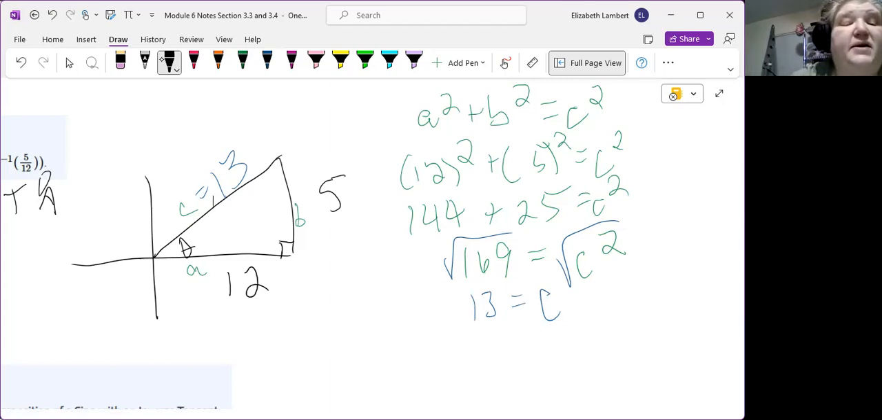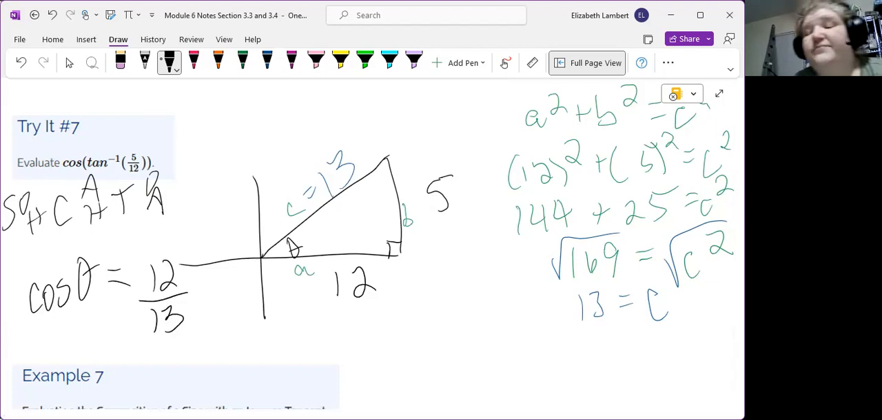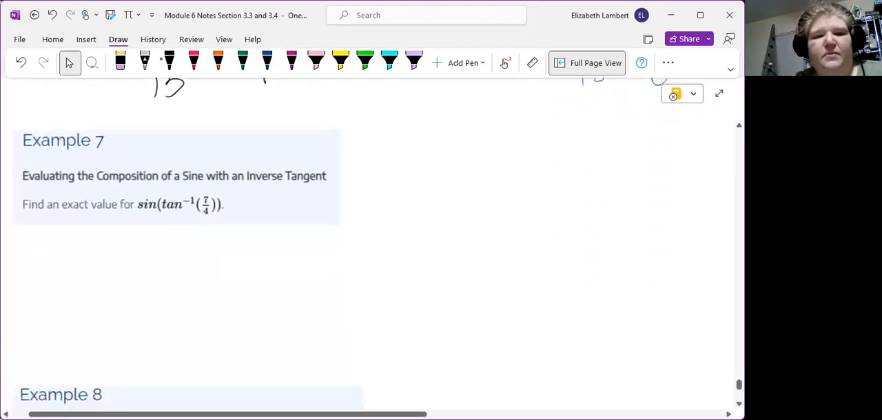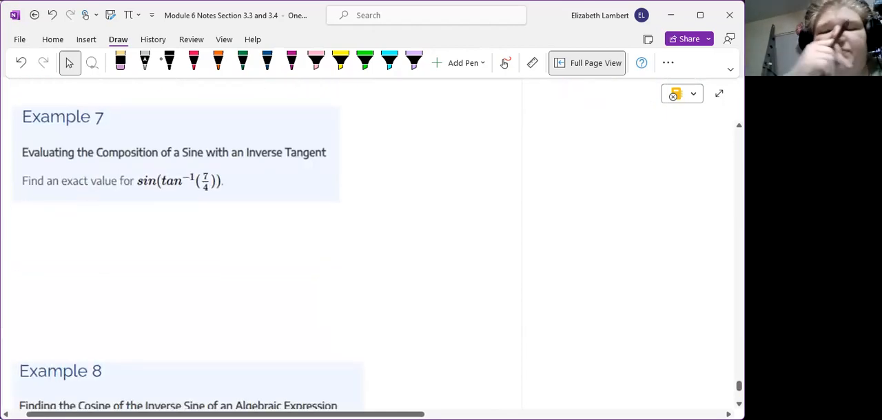All right, and then kind of rewind. It wants the cosine. So the cosine of our angle in question here is 12 over 13. So a little bit weird. We have that Pythagorean theorem on the side, which we've done. So all of this we've done in pieces. We're just rolling it all into one problem.